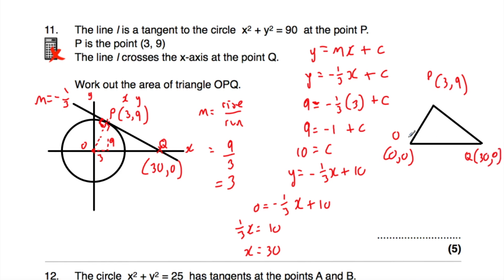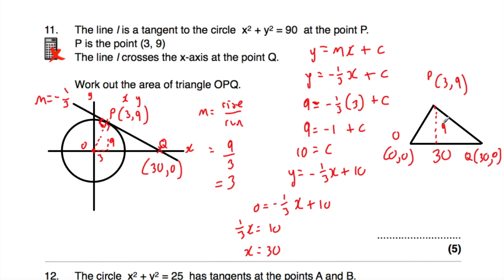So in terms of that triangle, remember the area of the triangle is half the base times the height. Well, the base of the triangle is going to be 30. To go from the origin across to Q, we go 30 across, so that's 30. The height of the triangle is from the base up to the highest point of the triangle. Well, this is the point 3, 9. It's 3 across and then 9 up. So that means the height of the triangle is 9.